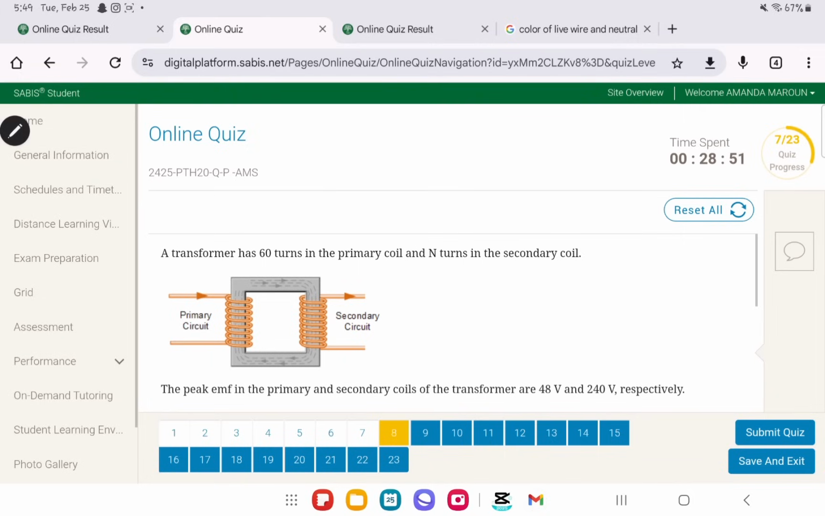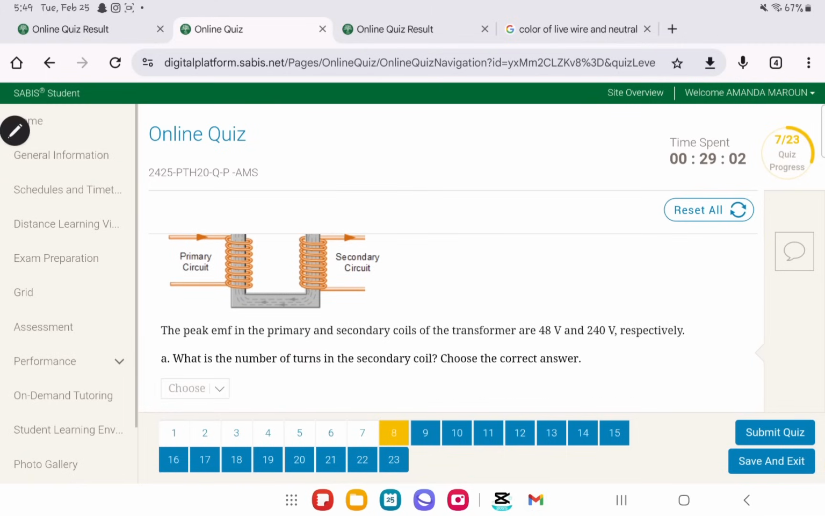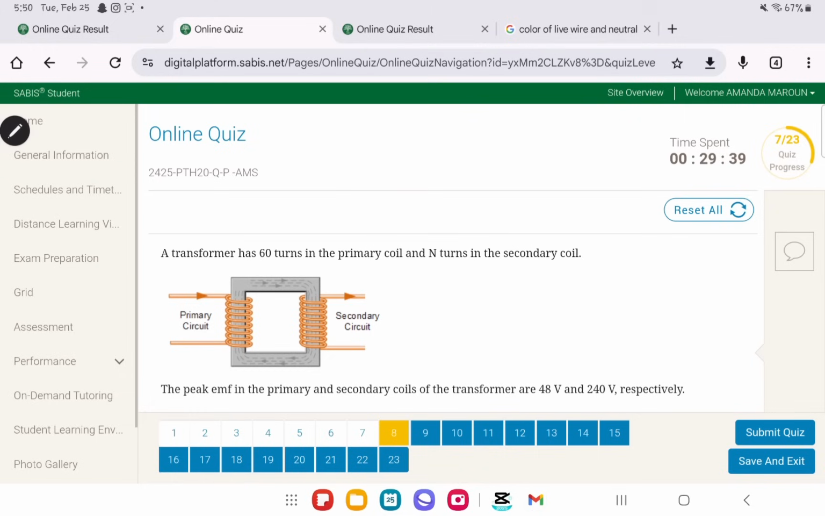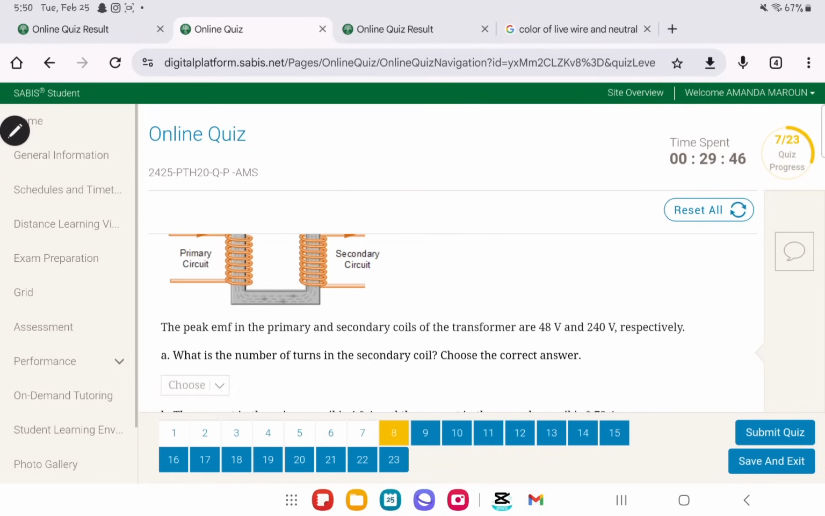A transformer has 60 turns in the primary coil and N turns in the secondary coil. The peak electromotive force in the primary and secondary coils of the transformer are 48 volts and 240 volts respectively. They need us to find the number of turns in the secondary coil. We know that the primary coil has 60 turns, and we have the primary voltage and secondary voltage.